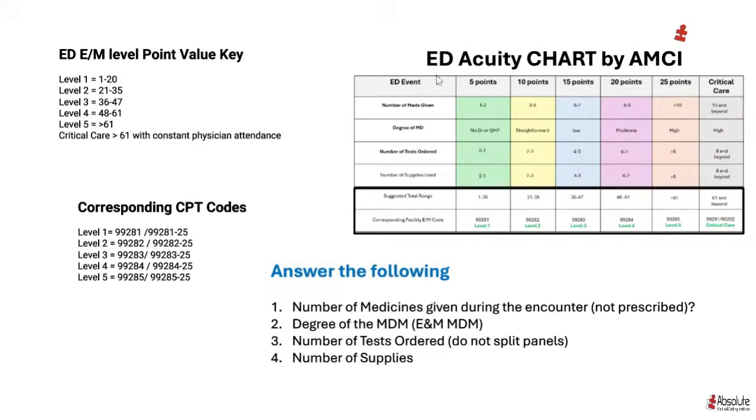So that's what this acuity chart does. It measures the number of medicines, the degree of the MDM, like the E&M code, the number of tests ordered, and don't you split panels, remember that, and the number of supplies used.